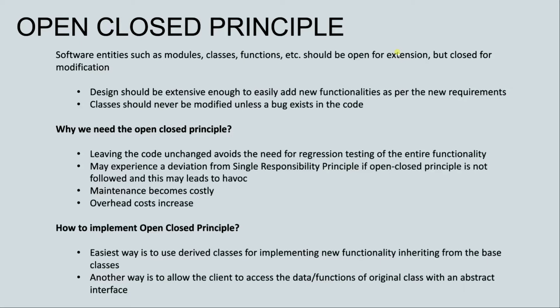First of all, here comes the question: why do we need the open closed principle? Leaving the code unchanged avoids the need for regression testing of the entire functionality. When you make changes to the existing functionality, you may end up testing the whole code. This may lead to expensive maintenance costs and increased overhead costs. You have to employ more people to do the testing, and this also increases the time taken to validate the functionality.